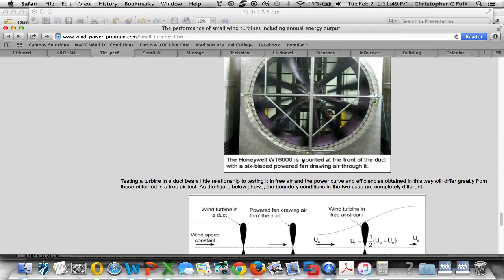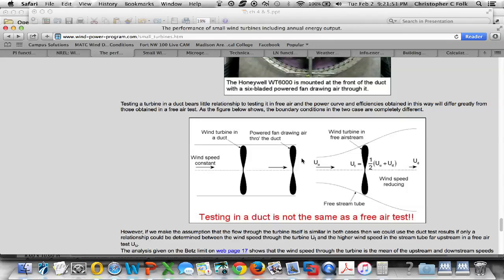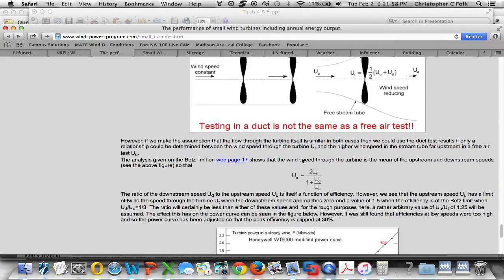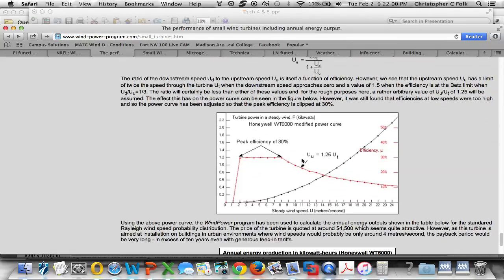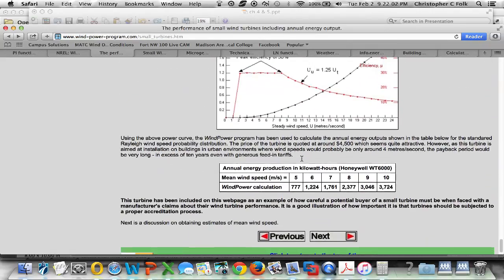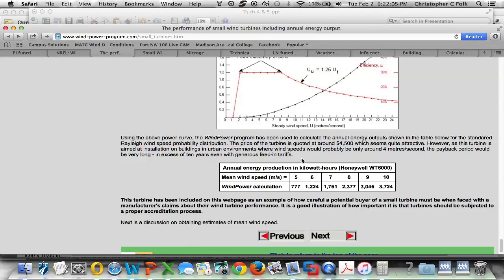So they actually installed this thing inside a duct. They blew air across it. They didn't have natural air. They literally blew air across it. So not the same. This is an example of trusting or not trusting the amount of energy that they say the thing will actually produce.